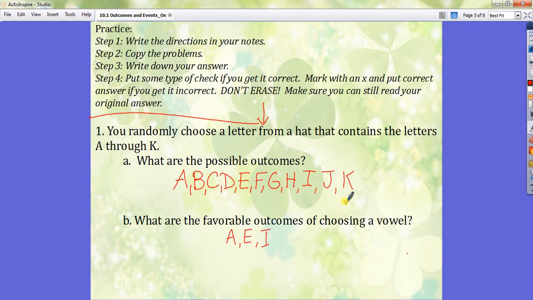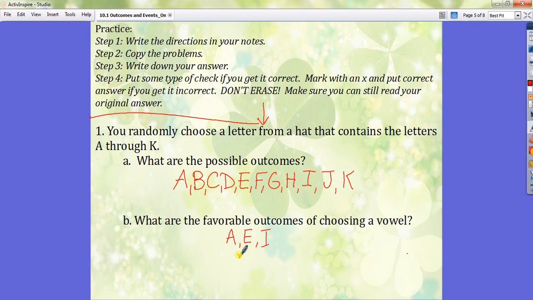Then you had to write this down in your notes, and you guys were super successful with this in class. You randomly choose a letter from a hat that contains the letters A through K. What are the possible outcomes? You list them all: A, B, C, D, E, F, G, H, I, J, K. Then they ask, well, what are the favorable outcomes of choosing a vowel?